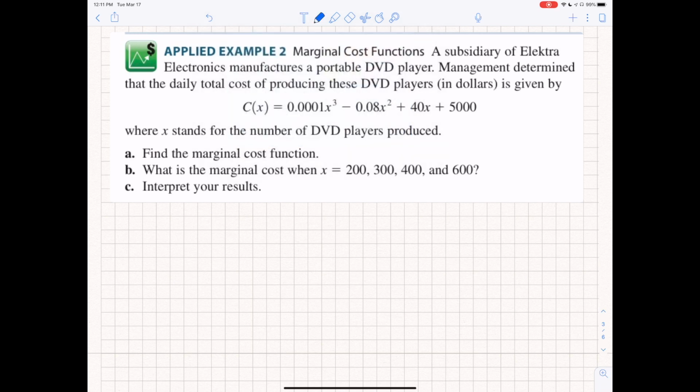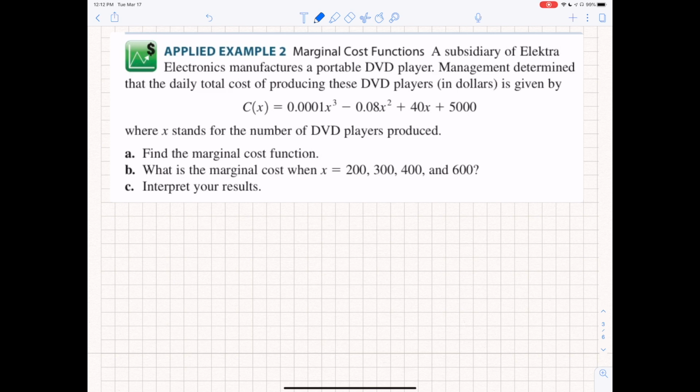Okay, so let's start working on the problem. We have a subsidiary of Electra Electronics, that's a tongue twister, that manufactures a portable DVD player. Good thing we use DVD players now. Management determined that the daily total cost of producing these DVD players in dollars is given by that cost function there, where x stands for the number of DVD players produced. Find the marginal cost function.